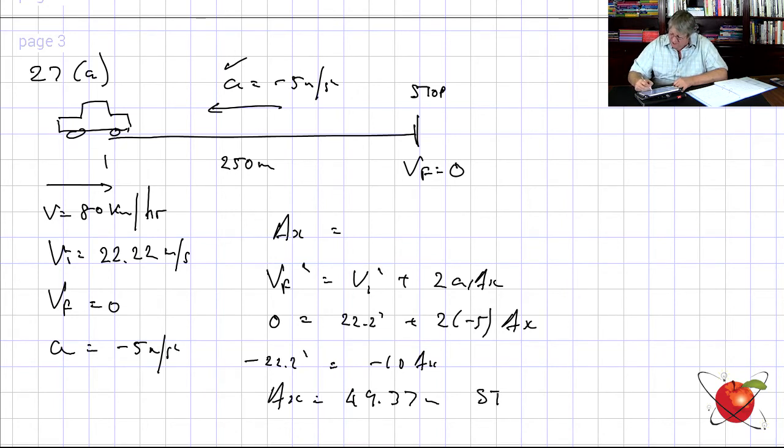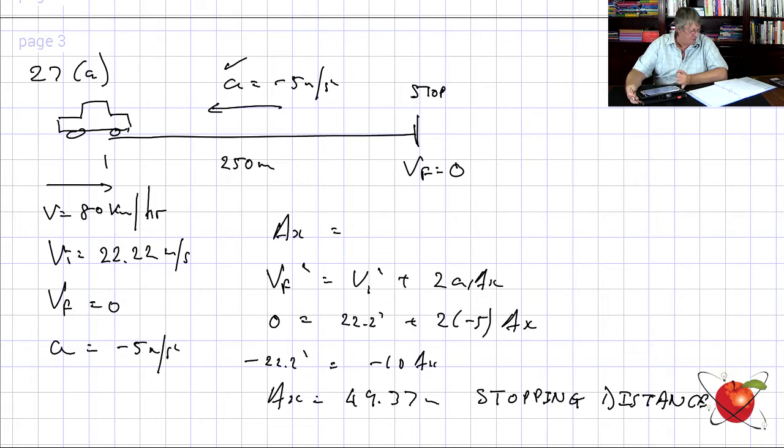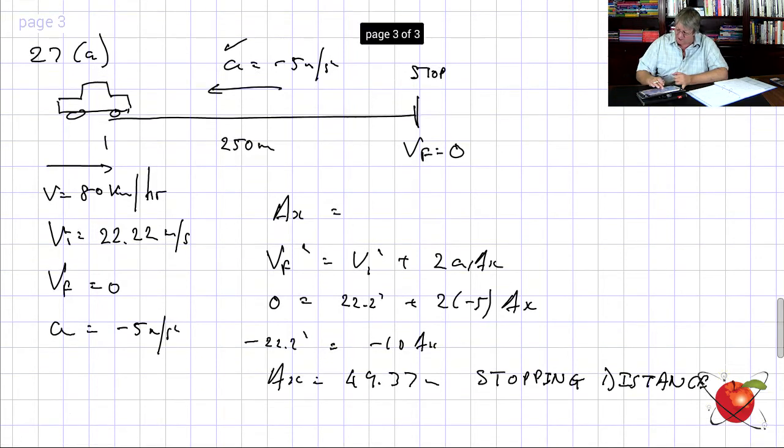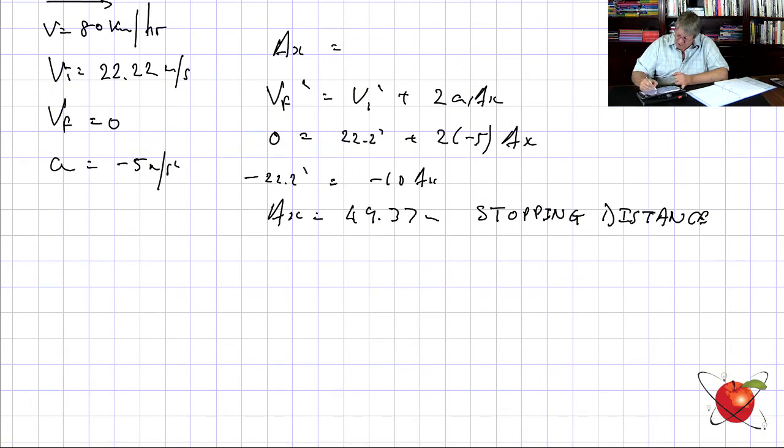This is known as the stopping distance. The stopping distance uses the maximum acceleration possible, except I should have said negative acceleration possible.